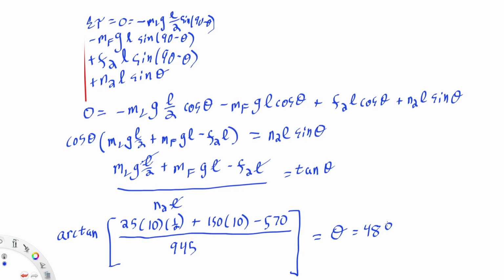Well, there were 6 forces. But because of where we put our axis of rotation, 2 of them produced a torque of 0. So we just ignored them.